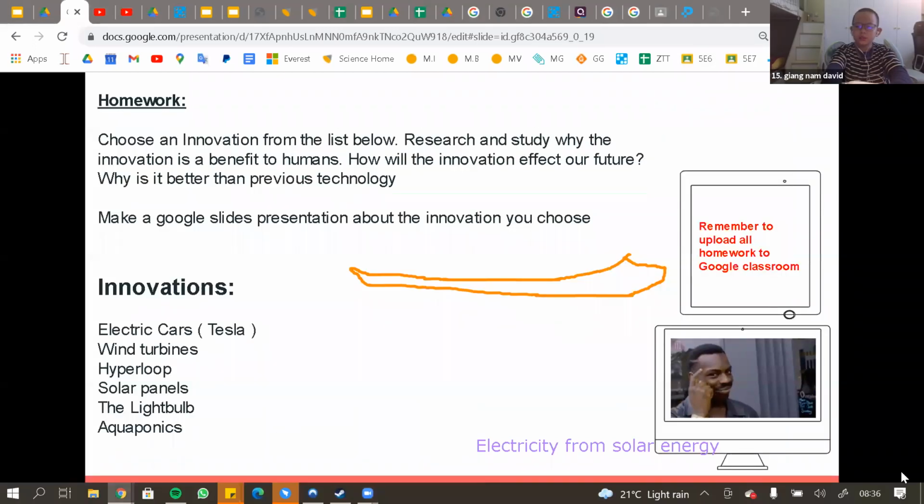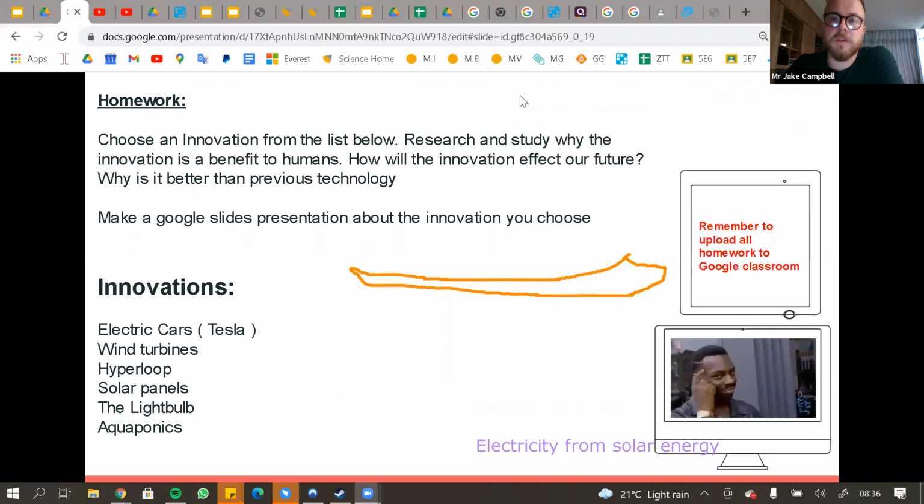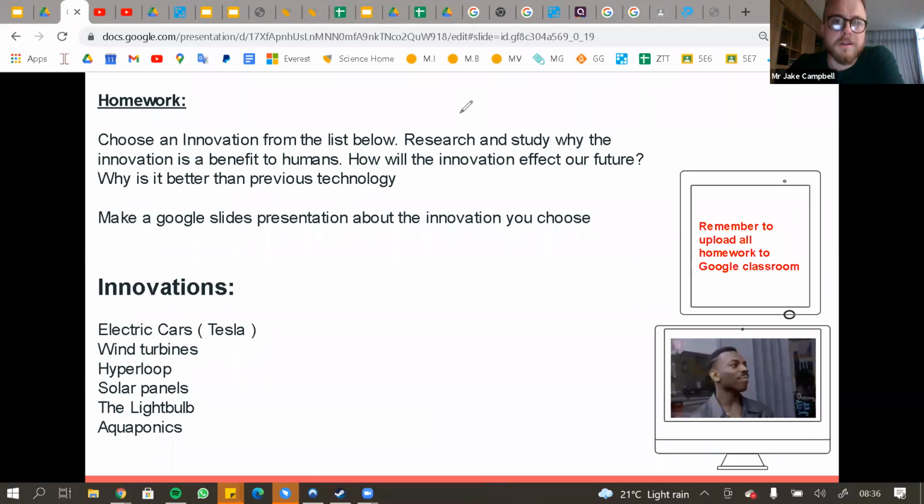Okay. So that actually brings us onto our homework, class. Let me take a minute to explain this, just so I make sure we all understand. So I'm going to read it to you. Choose an innovation from the list below. Research and study why the innovation is a benefit to humans. How will the innovation affect our future? Why is it better than the previous technology? Okay, make a Google Slides presentation about the innovation you choose. So class, we have a list here at the bottom.